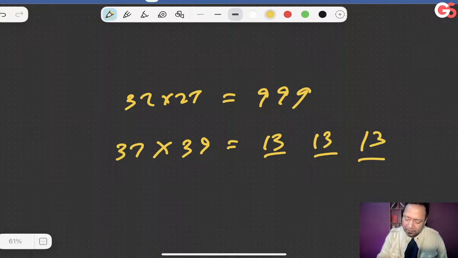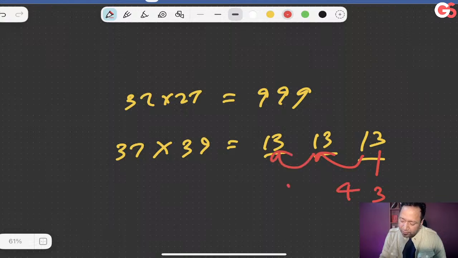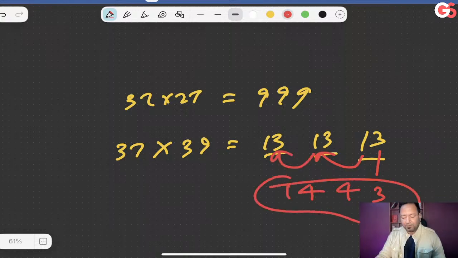So what exactly happens over here? 13, 13, 13, at one place only one digit can stay. So 3 will stay, 1 will go to carry forward. 1 plus 7 becomes 14. 4 will stay, 1 goes to carry forward. I'll get 1, 4, 4, 3. That is how I get it. So when I multiply, I get this number.